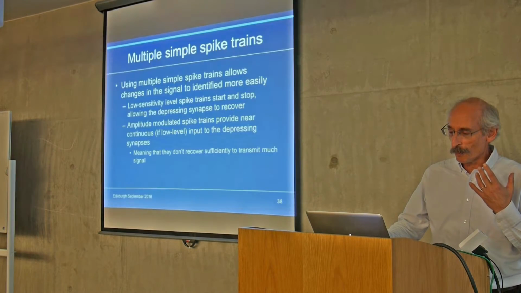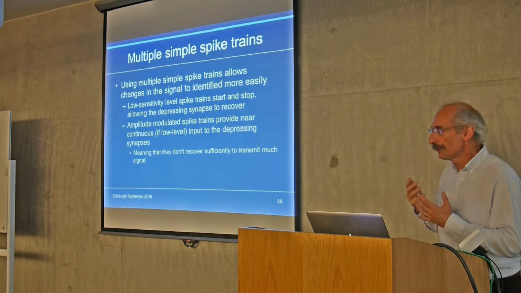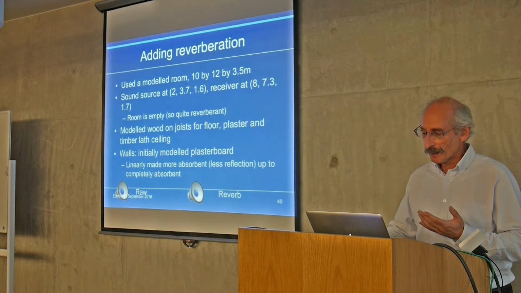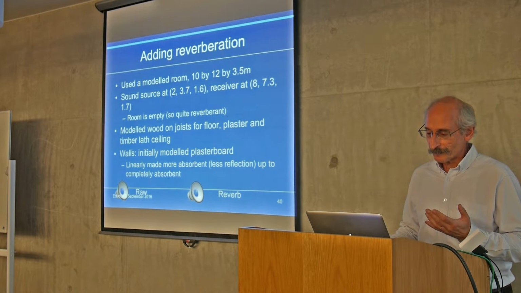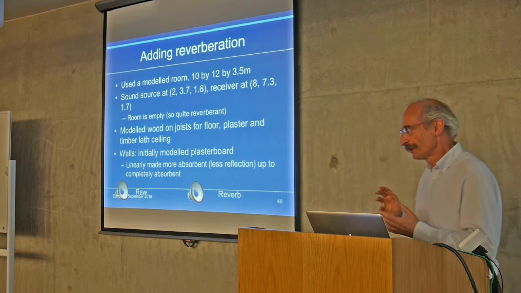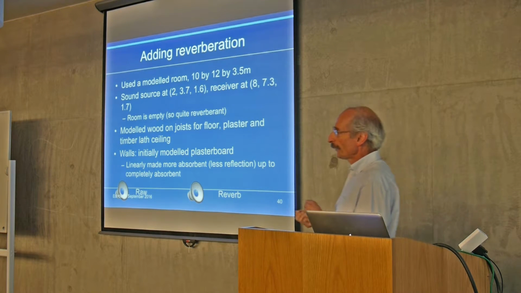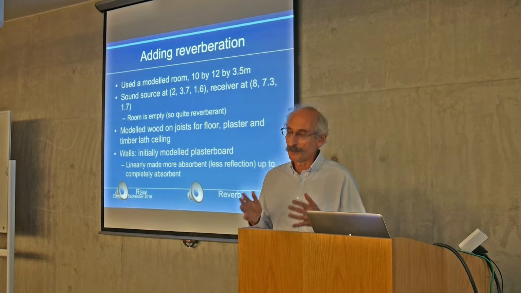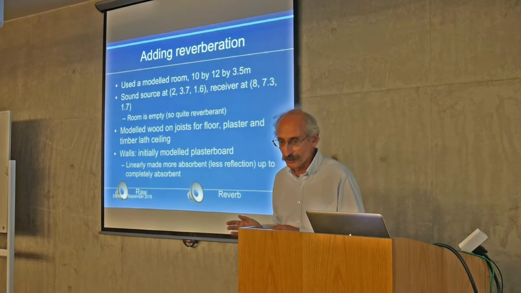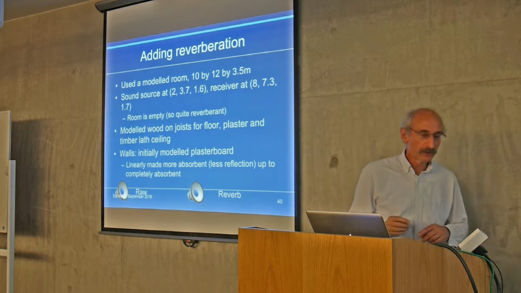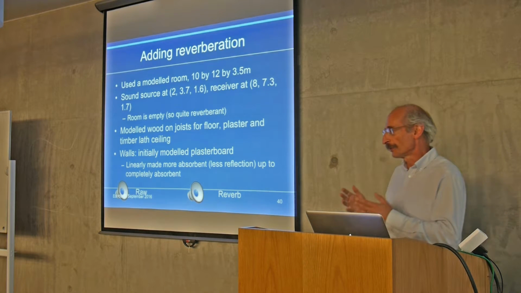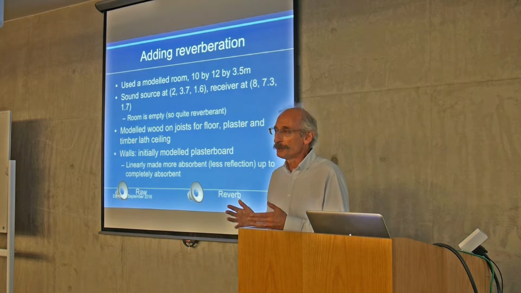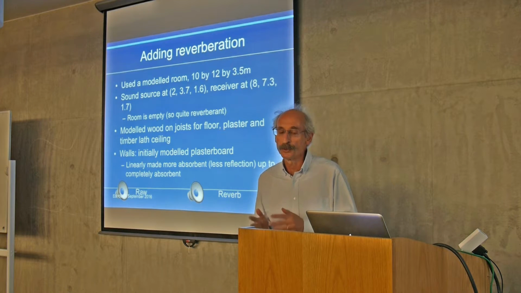So what we did was to use these spike trains to pick up these onset signals. What we were interested in was two things. First of all, how did the segmentation work when we were in a room that had some reverberation? And the second thing we were interested in was, could we use these onset signals and these auditory nerve signals to find the direction of our sound source in a noisy, reverberant environment? These are the two things we were interested in.